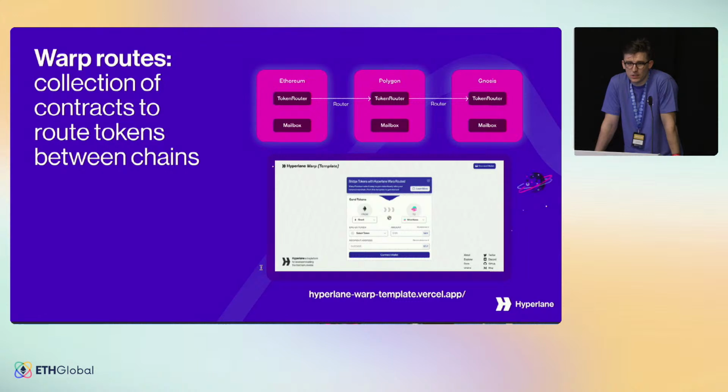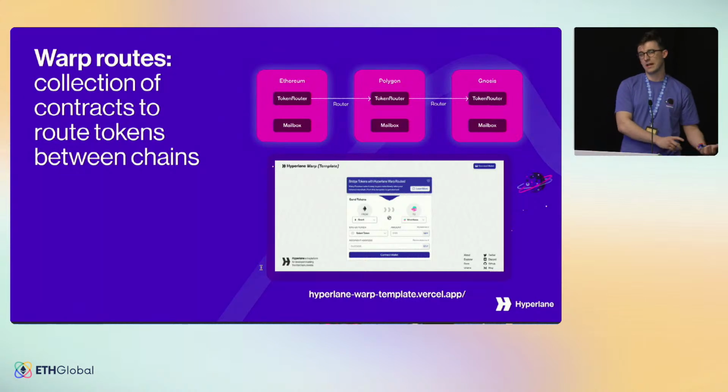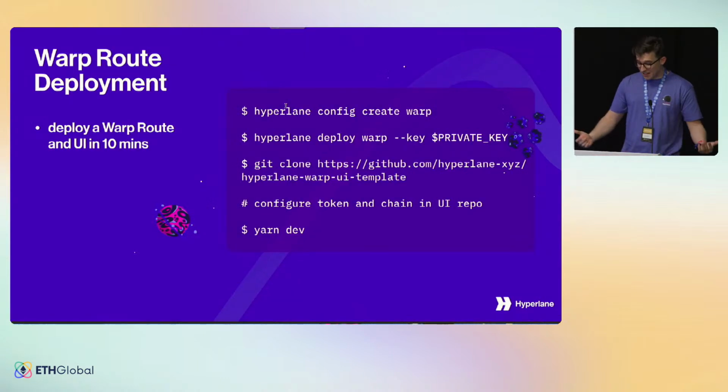Maybe you want to start bridging tokens. And warp routes is our take on token bridging. It's again a collection of contracts that allows you to move either native tokens, ERC20, ERC721, to foreign chains, and it's basically an abstraction on top of the mailbox contract that I mentioned earlier. And we provide the UI template as well. It takes another 10 minutes to deploy a token bridge.